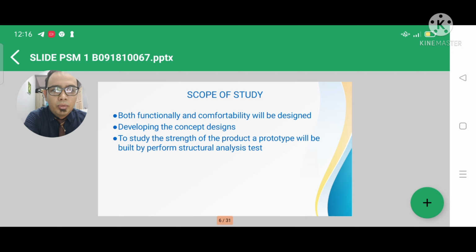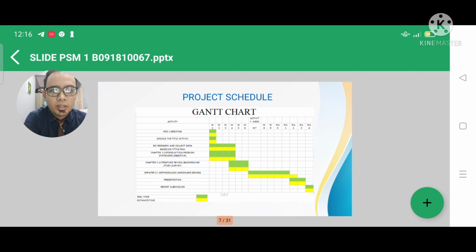Scope of study: both functionality and comfortability will be designed. Developing the concept design to study the strength of the product. A prototype will be built to perform a structural analysis. The project schedule.